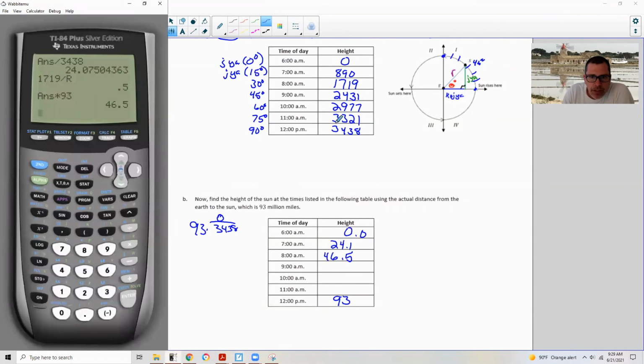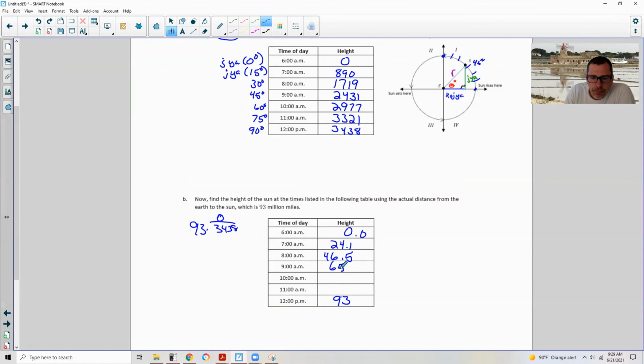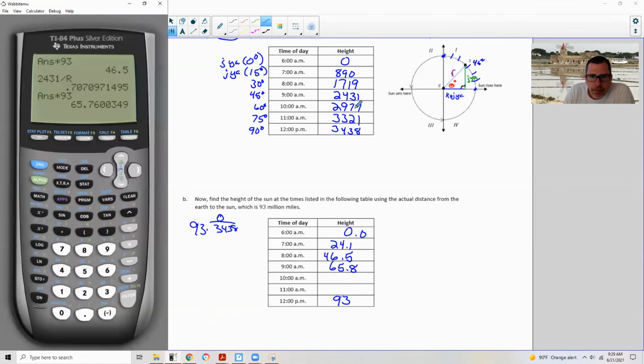Okay, so next one, 2431 divided by our r will give us 0.7 times 93 will give us the millions of miles in the sky, 65.8 in this case. Million miles up, okay? And then at 10 a.m., we're going to take 2977 divided by our r.